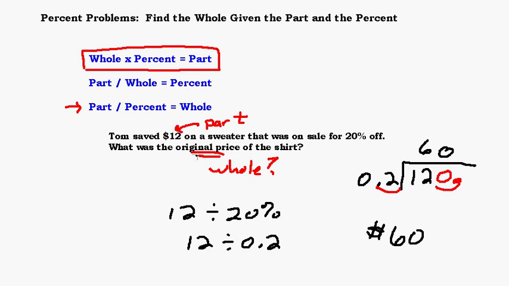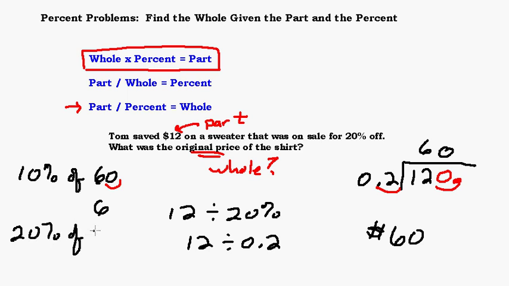Yep, it would. Now, if you watch my video on estimating, we know that in order to find 10% of a number, all you have to do is move the decimal over once. So 10% of 60 would just be 6. Therefore, 20% of 60 would be twice as much, which would be 12. And that matches our situation. 20% off, he saved $12. That all works. Alright, last one.